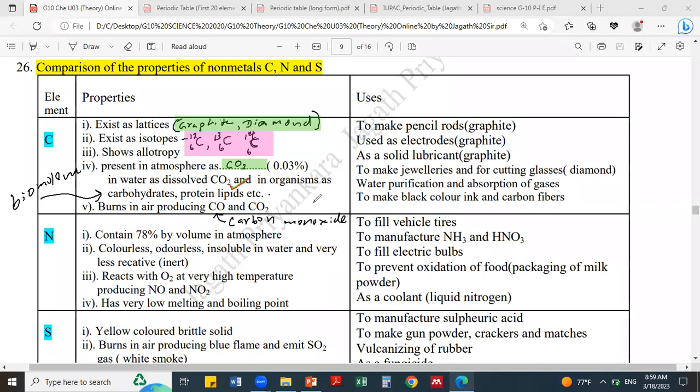Right. Then before, I have given the uses of carbon. To make a pencil rod, what is used? Graphite. To make electrodes also we use graphite. And as a solid lubricant, that is also graphite.